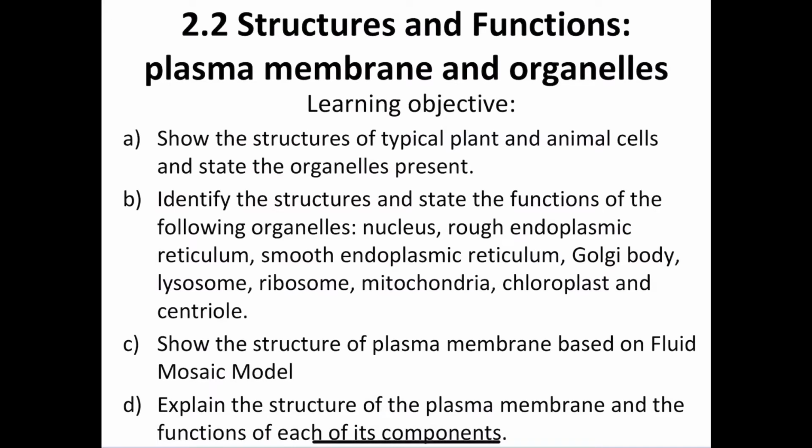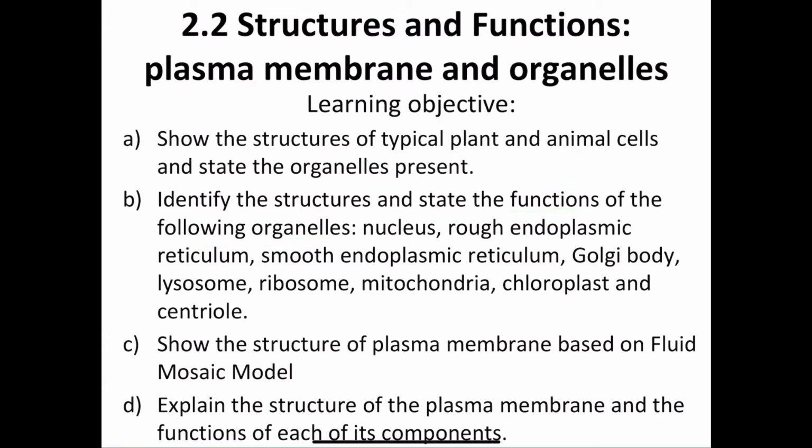In this video, I'm going to explain about subtopic 2.2, the first and the second learning objective. So the first learning objective is to show structure of typical plant and animal cells and also state the organelles present in the cell. The second learning objective is to identify structure and function of the following organelles.